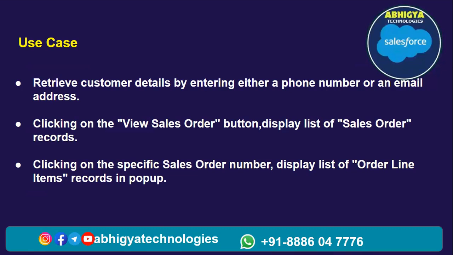Each customer has one or more sales orders, right? So that sales order information we have to display in the data table. After displaying it in the data table, we click on a particular sales order number and display the related order line items. Each sales order contains one or more sales order line items, and those records we have to display in the pop-up. So how we are going to do this, we can check.